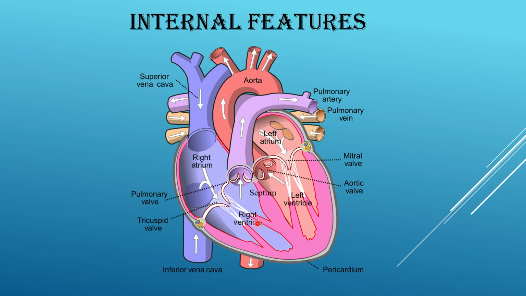And the lower two chambers are the ventricles, that is right and left according to their position here. The right ventricle receives deoxygenated blood from the right atrium, and the left ventricle receives oxygenated blood from the left atrium. Both these ventricles are distributing chambers. They distribute blood through the blood vessels that arise from these ventricles to the different parts of the body.